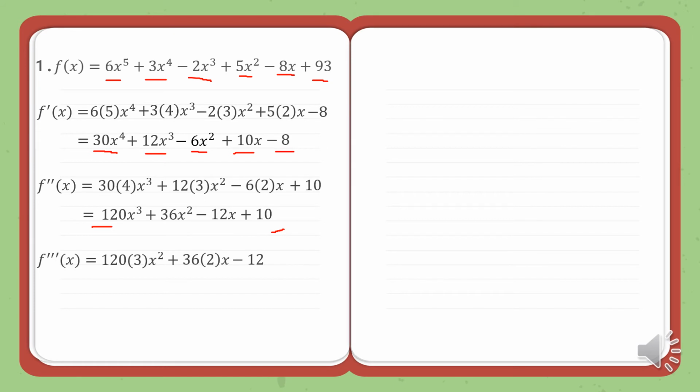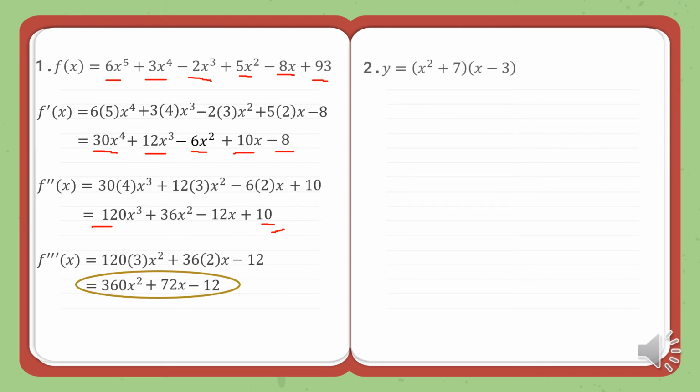So, ang derivative ng ating 10 is 0. So, no need to rewrite that. And simplifying this, we'll have 360x squared plus 72x minus 12. So, it will be the third derivative.